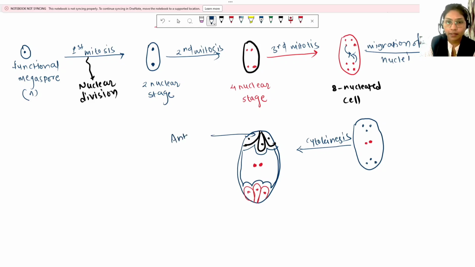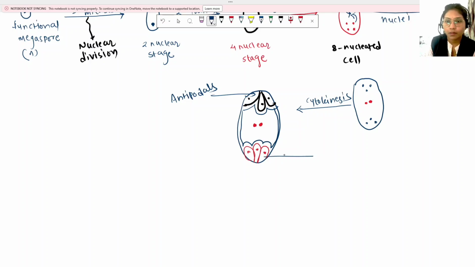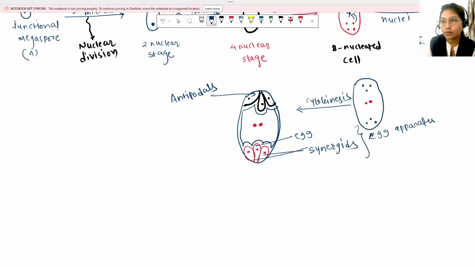These are the antipodals on the upper side. These two are the synergids, and this is the egg cell. Egg and synergids together we will consider as the egg apparatus.